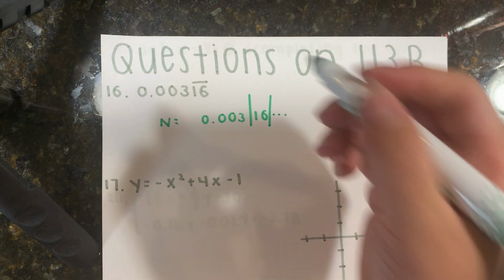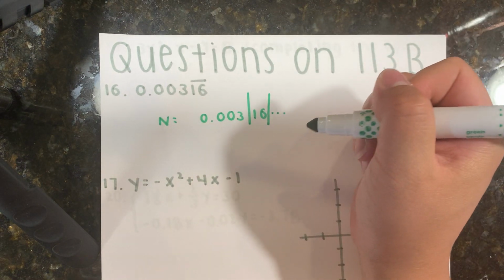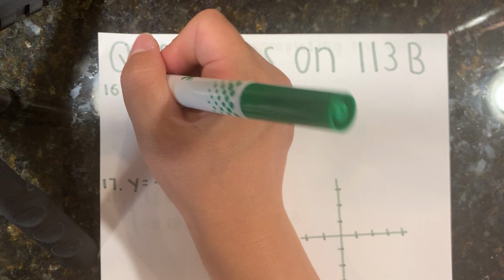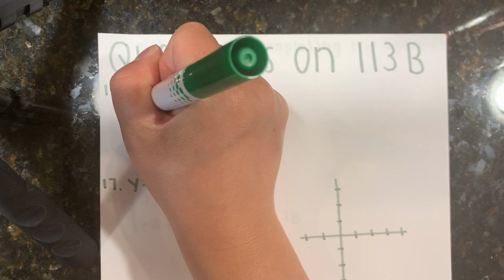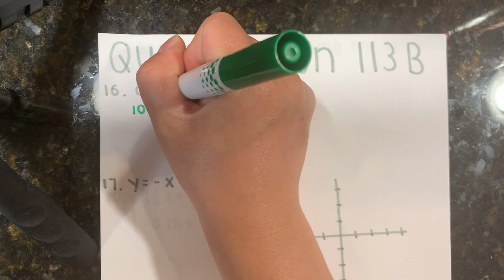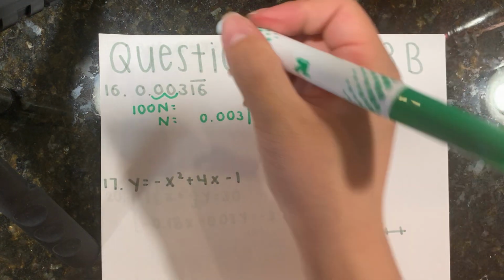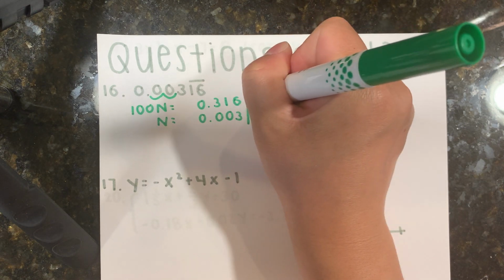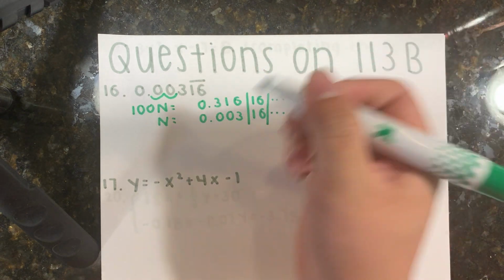Then I am going to multiply because there's a repeating decimal of two numbers. So I need to multiply this by 100. So that'll be 100n equals, I'm going to move the decimal point over 2 spaces. That would be 0.31616, and then it will repeat.